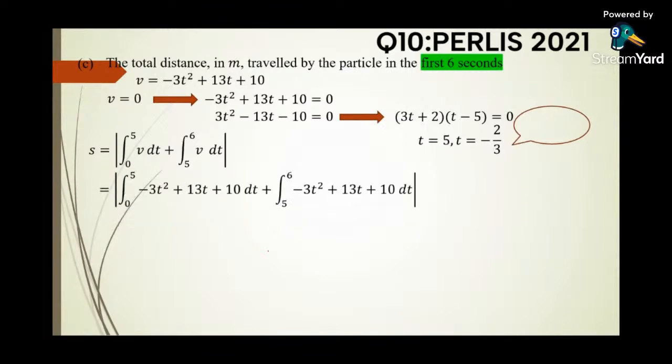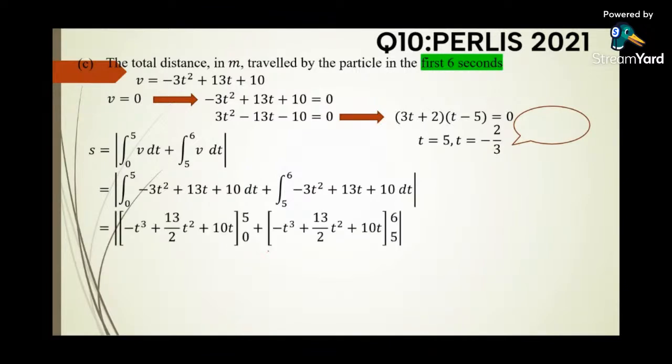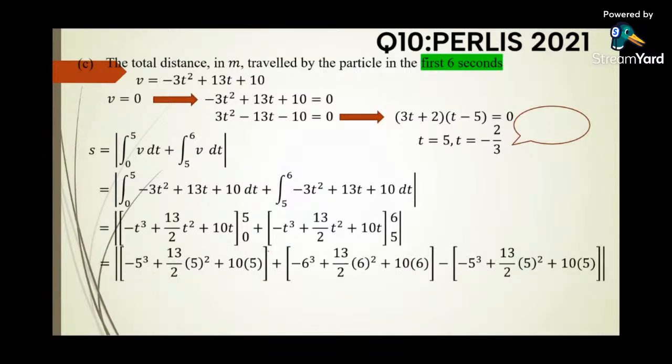Okay, so kita guna yang 5 lah. So 2 parts, 0 to 5 and then 5 to 6, sebab dekat 5 tu dia dah change direction. So second part is 5 to 6 after it change direction. So dapatlah jawapan 78. Okay. Sekarang rasanya total distance dah pandai kot guna integration.